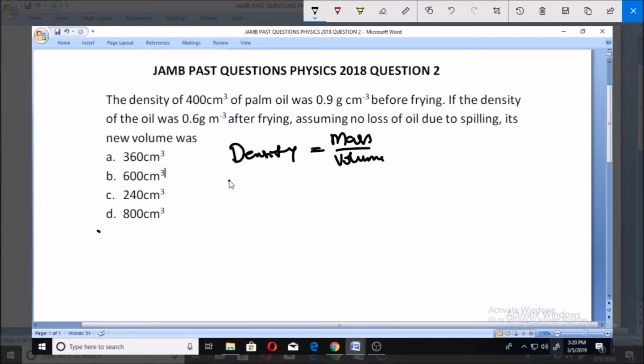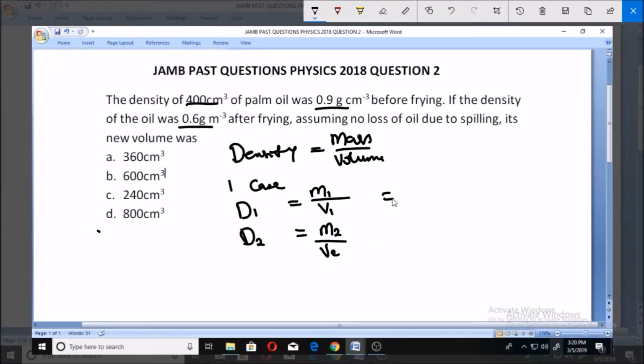So for the first case, we have D1, which is the density here, equal to M1, which is the mass, all over V1, which is the volume. For the second case, we have D2, which is this density here, equal to M2, which is also equal to M1, all over V2, which is what you are calculating.